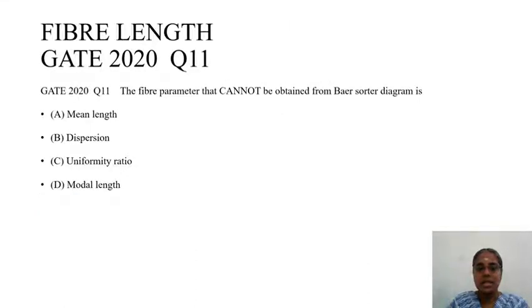Let us see the next question, GATE 2020, question 11. This is similar to the question which we saw earlier. In this also, the bar sorter diagram parameter that cannot be found is asked. Mean length, dispersion, and modal length can be found using bar sorter. Uniformity ratio is a parameter that you will find out of the HVI instrument. So the answer is uniformity ratio.